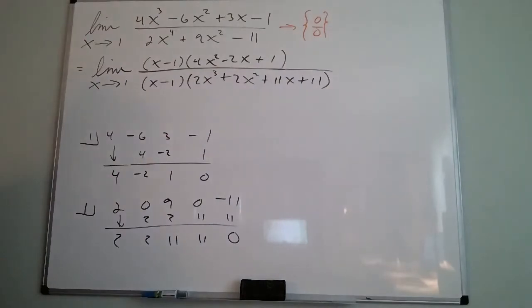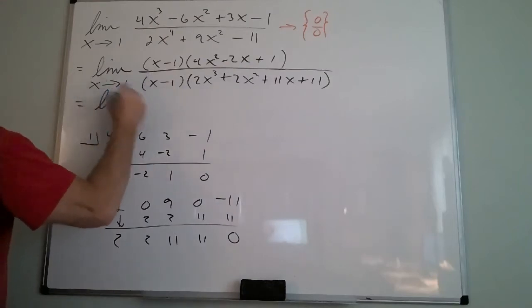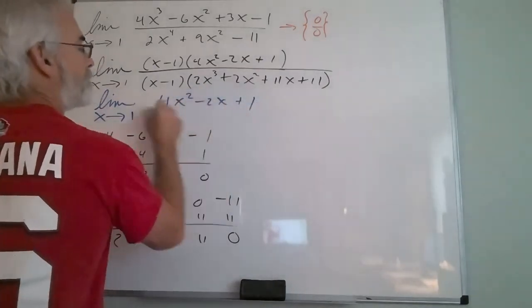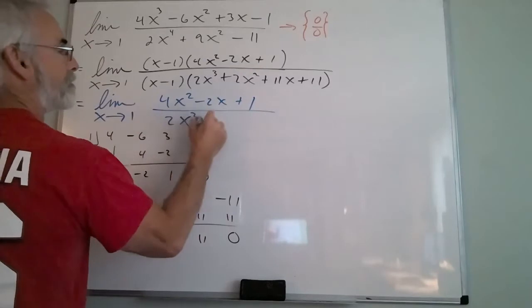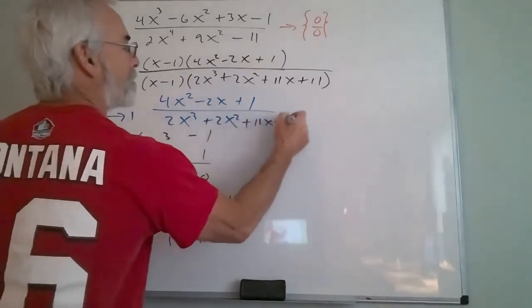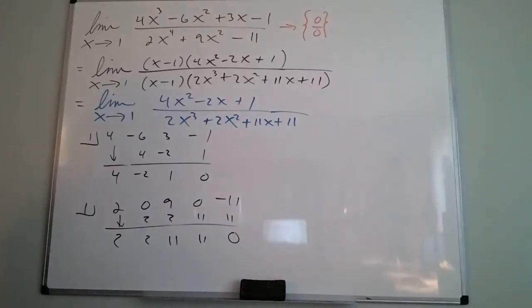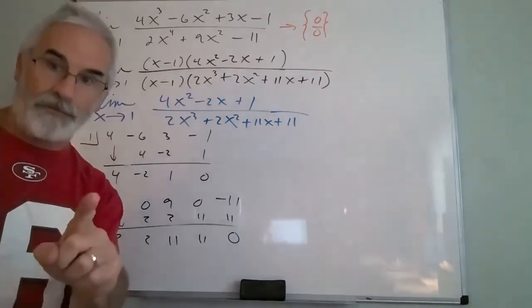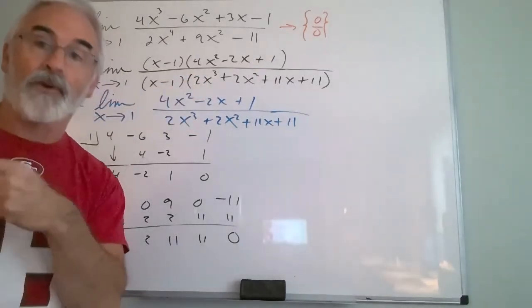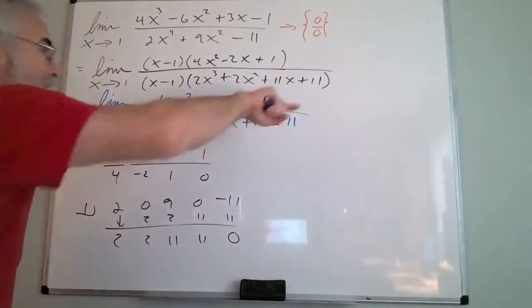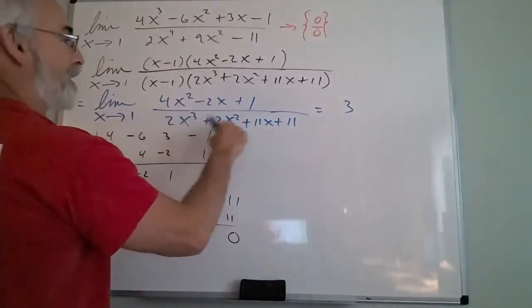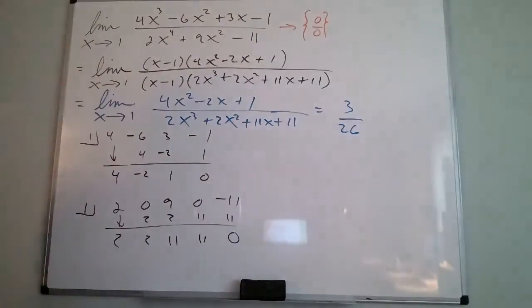Now, clearly, I can cancel x minus 1s. I can't evaluate yet. It's still 0 over 0, but the moment I rid myself of my removable discontinuity, now we know algebraically that this quotient is equal to this quotient for all real numbers except 1, because 1's not in the domain. But I want the limit as x approaches 1. I can now evaluate this. My numerator is approaching 3. My denominator is approaching 26. So my answer is 3 over 26.